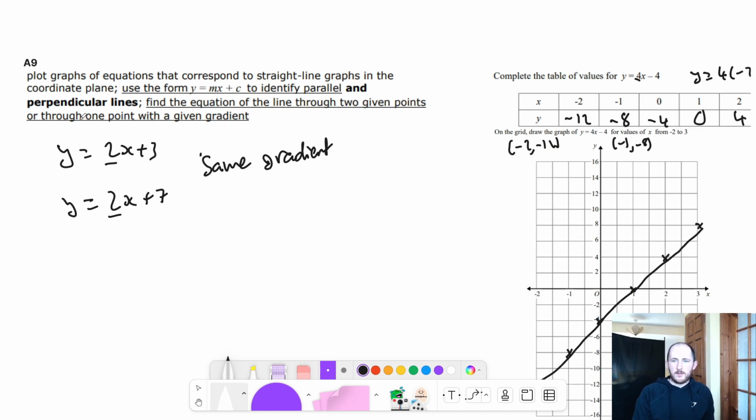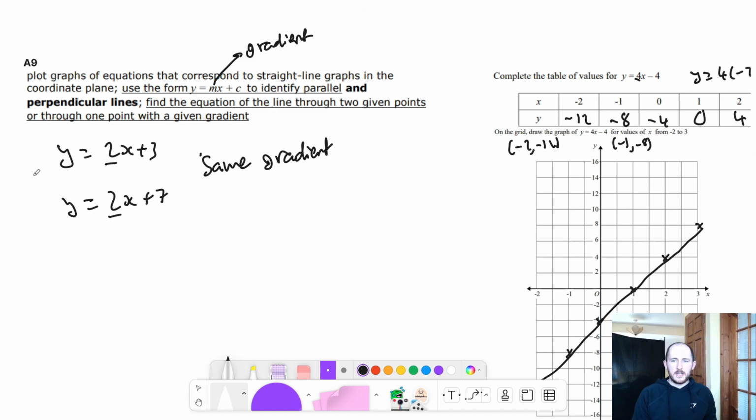And if you remember, when you have y equals mx plus c, the number in front of x, which is m, is always the gradient. So as you can see, these guys both have the same number in front of x, which means they have the same gradient, which means they are parallel.